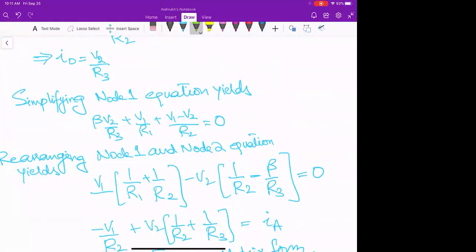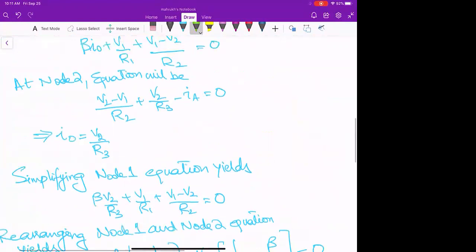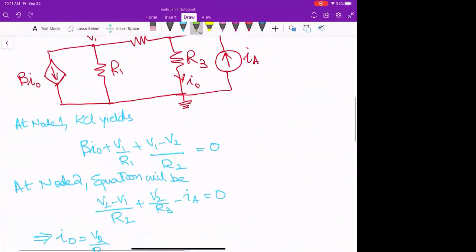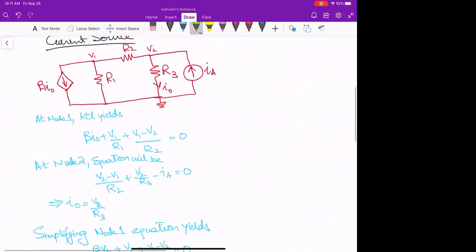Yes, go ahead. I noticed in the node 2 equation when you first wrote it, I didn't think the signs were right. Okay, let me see. So in the node 2 equation, I wrote V2 minus V1 over R2, right? Okay. I think that's the first one's negative as well because it's entering.